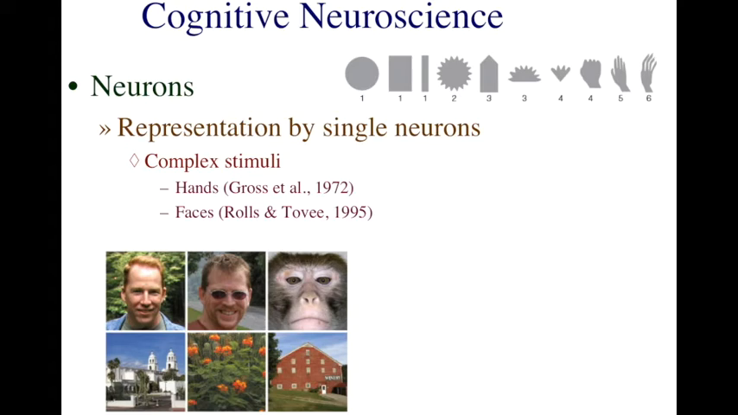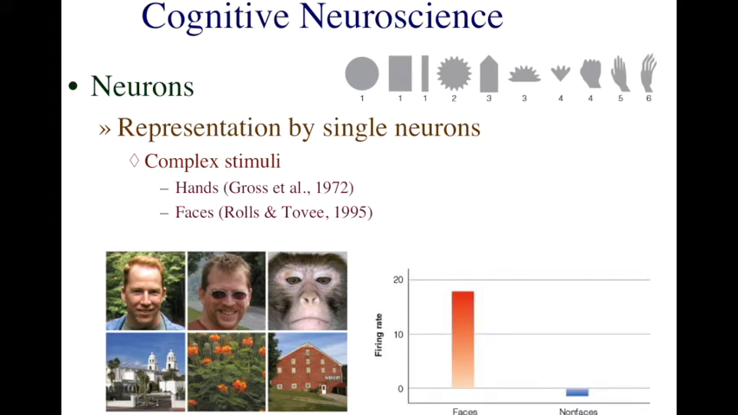tuned to faces. Rolls and Tovey, examining single-cell recordings, discovered that certain cells would fire much more rapidly when presented with faces, as we see at the top here, than if they were presented with images that did not contain faces.